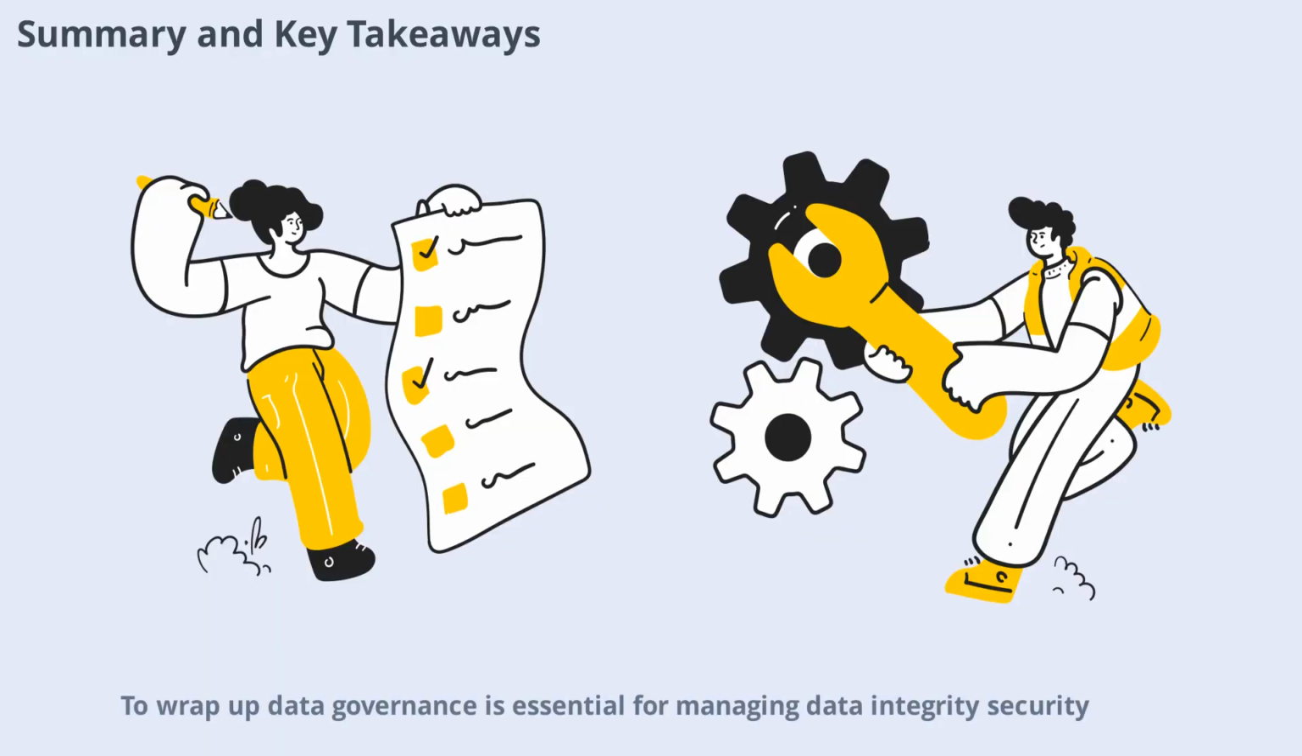Wrap up: data governance is essential for managing data integrity, security, and compliance. It involves setting clear policies, defining roles, and implementing effective processes. By investing in governance, organizations can protect their data, meet regulatory requirements, and support business success. Remember, data governance is an ongoing effort that requires commitment from everyone in the organization.